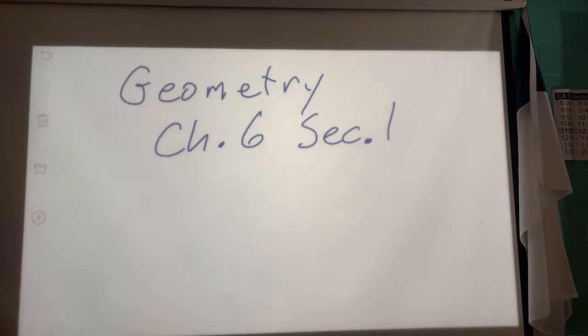This is going to be Geometry, Chapter 6, Section 1. I will eventually go back over, do some review stuff on Chapter 5 and even all the other chapters before this. If anybody has any questions or redos that they need to take, you can give me comments on those. But anyway, we're going to get started with Chapter 6.